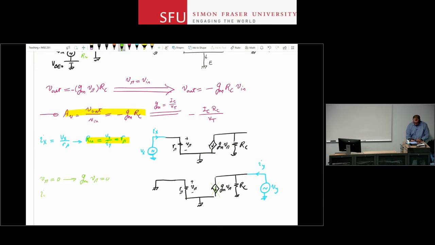Now if I look at Iy, it is GMV pi, the current source, plus the current that goes through this resistor. So that one is Vy. I'm applying it to RC. All of that voltage drops across RC. I already figured that this part is 0, so Vy and Iy I can relate right here. So I can show that R out, which is Vy over Iy, is just RC.